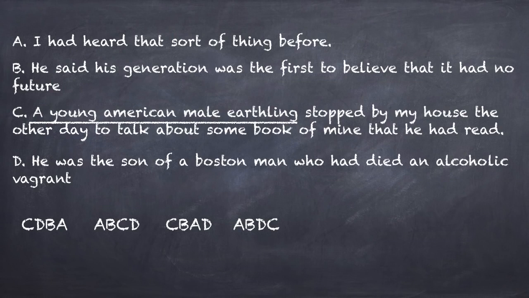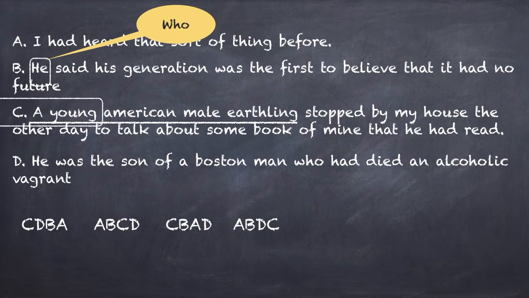I had heard that sort of thing before, right? That sort of thing, what sort of thing? That means my answer should not be starting with A. So straight away that rules out option 2 and option 4 for me because both of them are starting with A, right? My other options are starting with C. So I shall start with C.